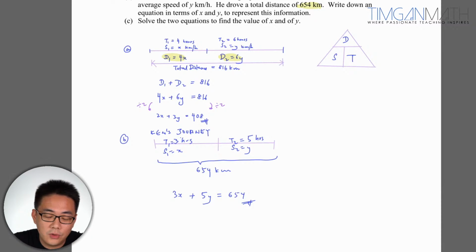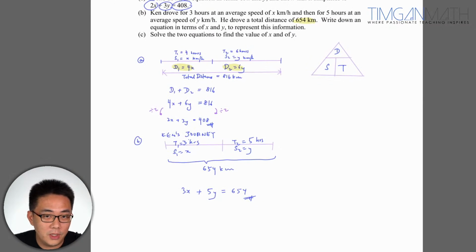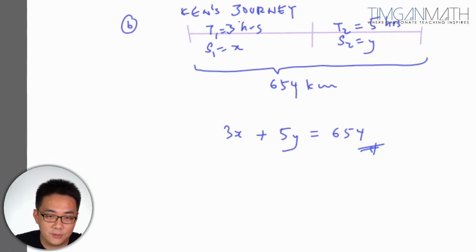Yeah, so actually you don't really need to draw a diagram. The diagram is there to help you visually. If you don't draw it, it's fine as well. I think it's usually just 1 mark for each, so 2 marks for both questions. So for C, you are told to solve the 2 equations and find the value of x and y.